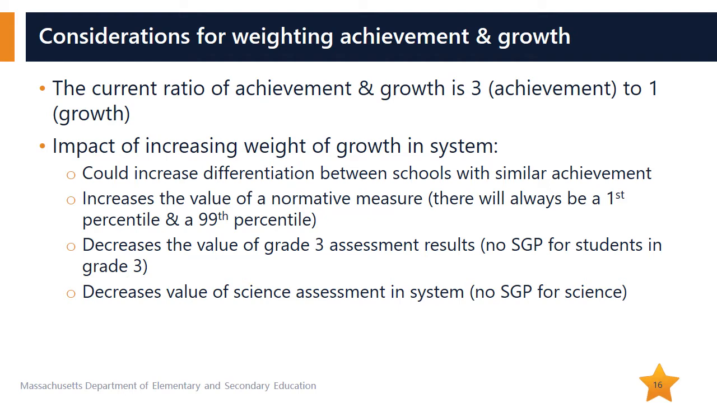Third, if giving more weight to growth, certain assessments will have their value decreased. Growth cannot be calculated for students in grade 3 because they need at least 2 years of assessment results in order to receive an SGP. Additionally, because the science assessments are not administered in every grade, science growth cannot be calculated. Therefore, an increased weight on growth would decrease the value of the grade 3 ELA and math assessments, as well as the science assessments in grades 5, 8, and 10.